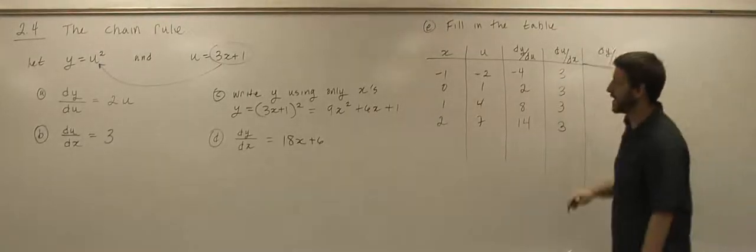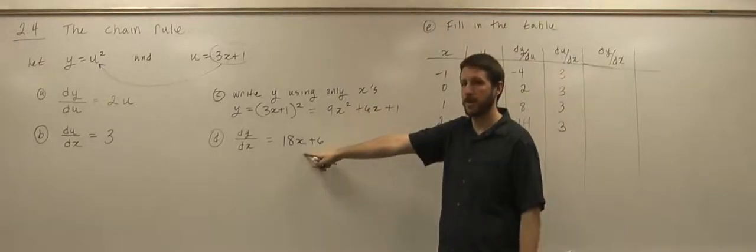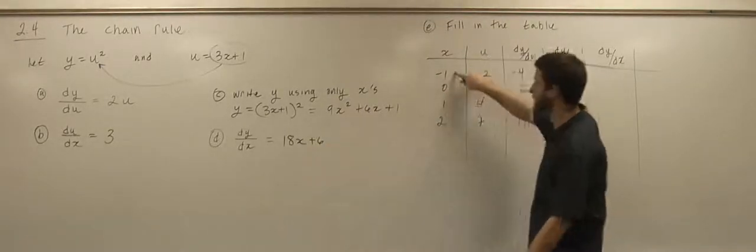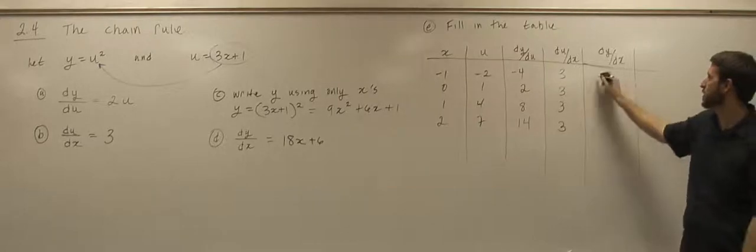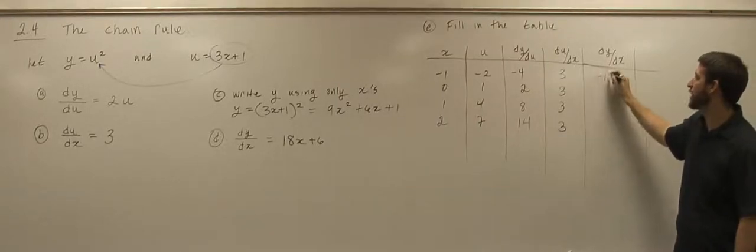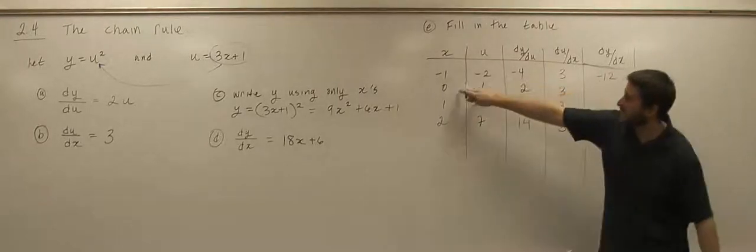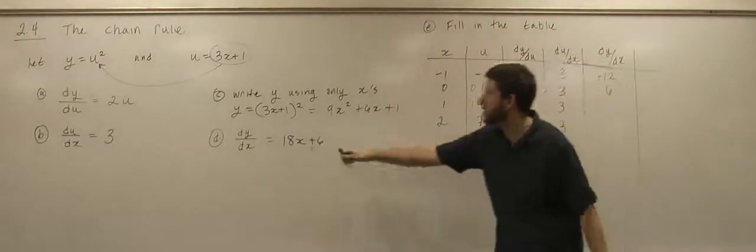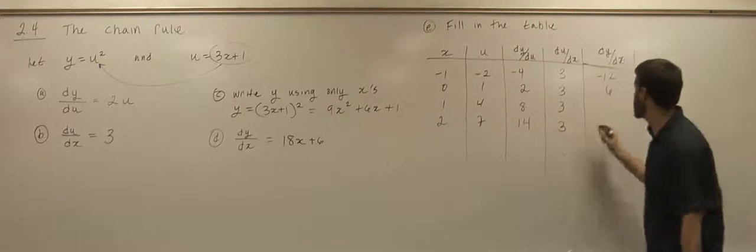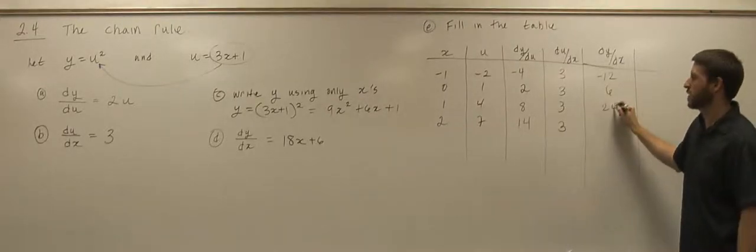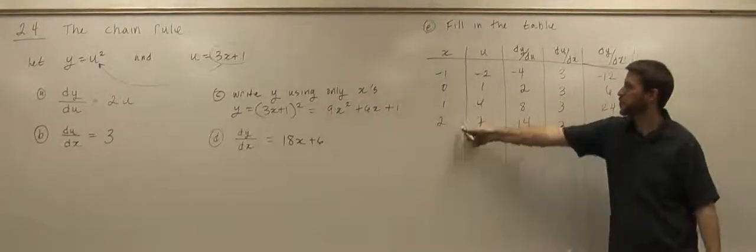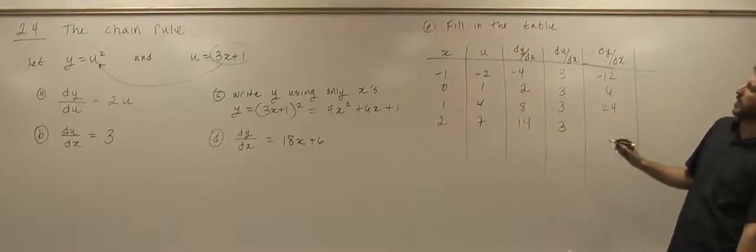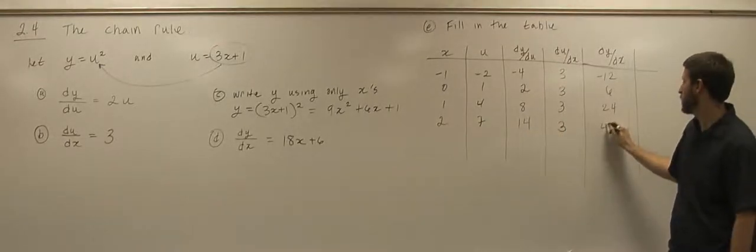How do I find dy dx? Plug it in. So when x is -1, dy dx is -12. When x is 0, dy dx is 6. When x is 1, dy dx is 24. And when x is 2, dy dx is 42.